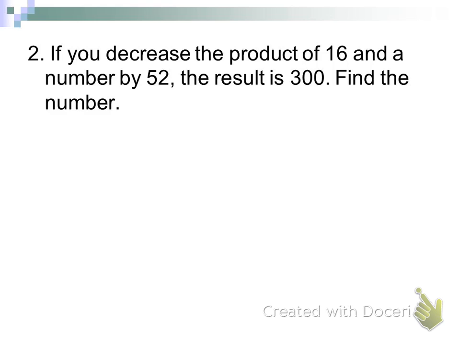If you decrease the product of 16 and a number by 52, the result is 300. Find the number. Here are the words that are jumping out at me. Product means multiply. Decrease means subtract. Good. The result is, that's going to be the equal sign. Okay, good. And we're going to let n equal the number that we are talking about.